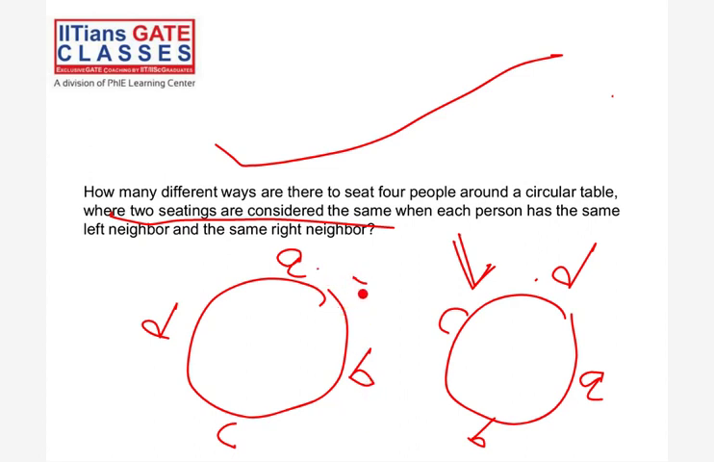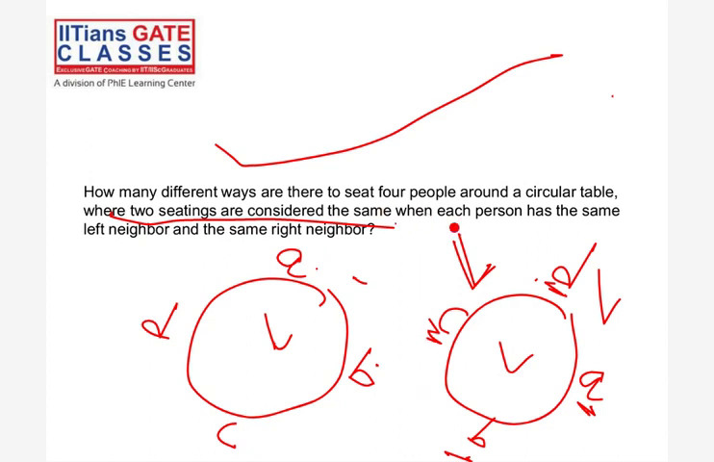So basically this A will come here, this A will come here, this B will go here, this C will go here, D will go here. So you see, if we just rotate this table, then we will get this seating. So that's what he's saying, that we do not consider them different. These two are the same seatings.